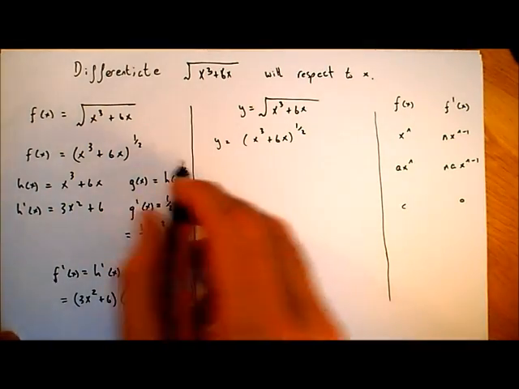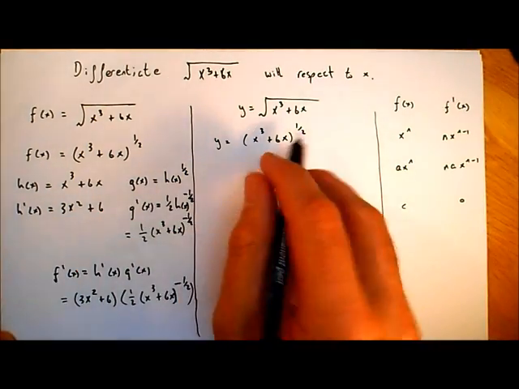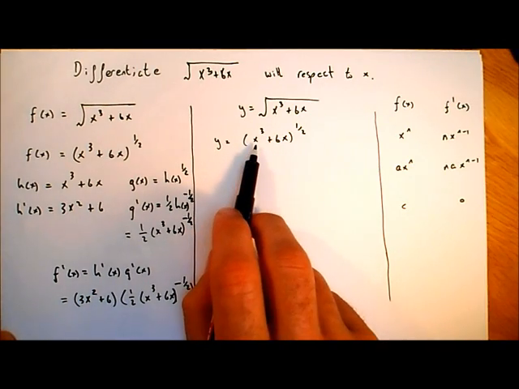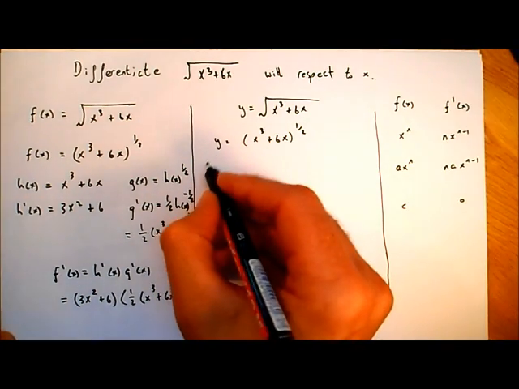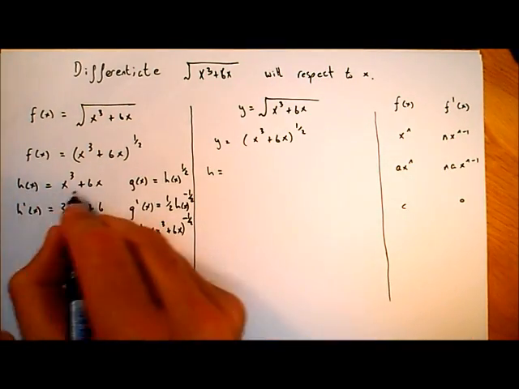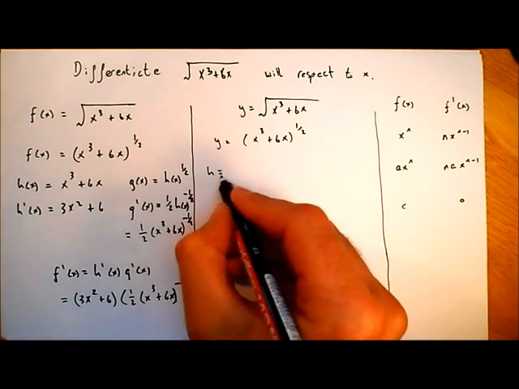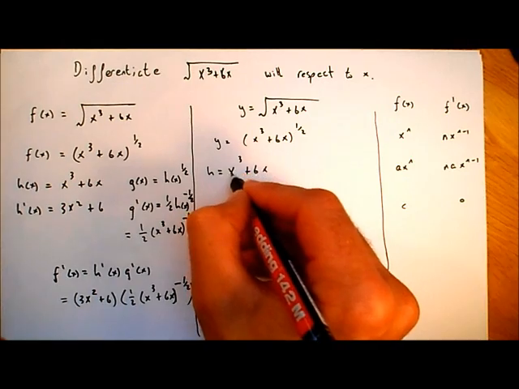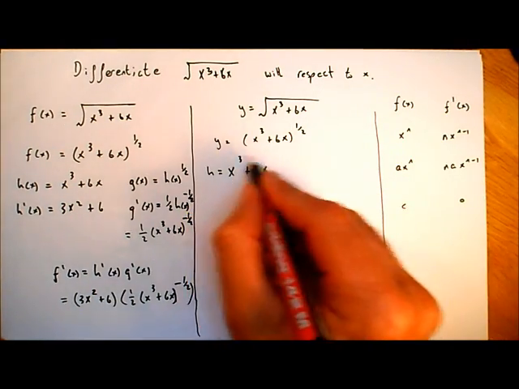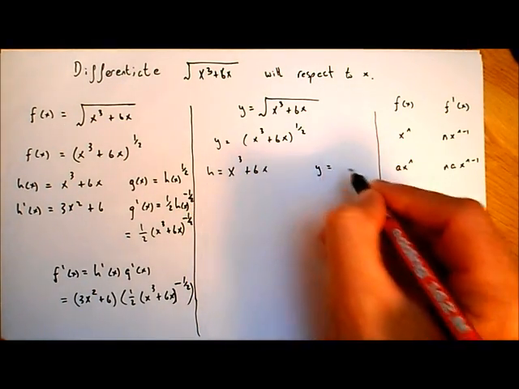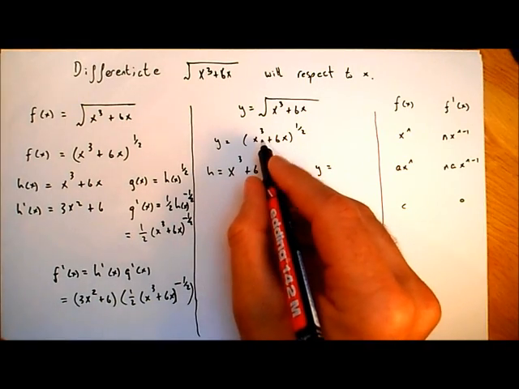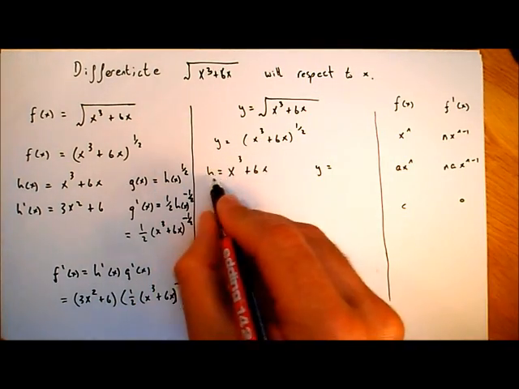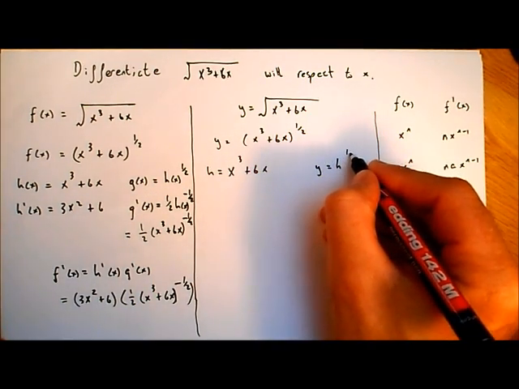And now I've got a function inside a function, so I'm going to let h be this part. So h, same as I've done over here, except I've h of x here. I'm just going to write h here, is x cubed plus 6x. Then if h is that, it means that y is equal to all of that to the power of a half. So y is equal to h to the power of a half.